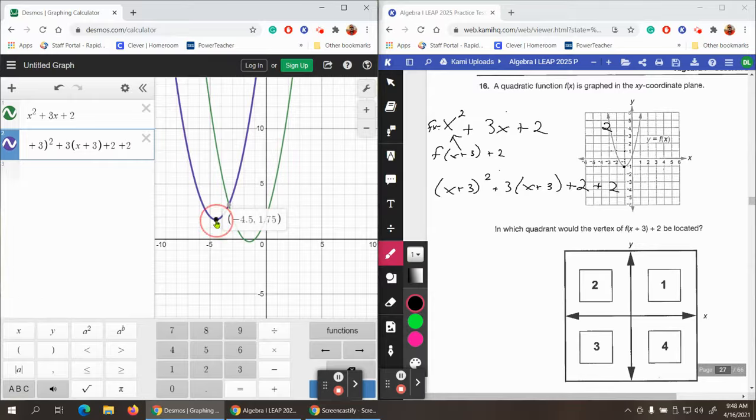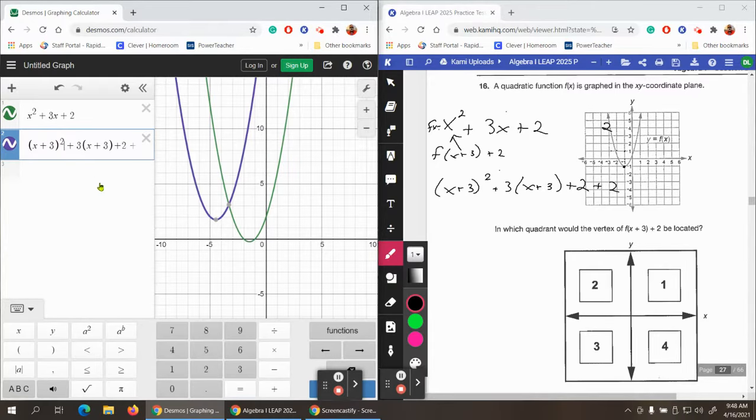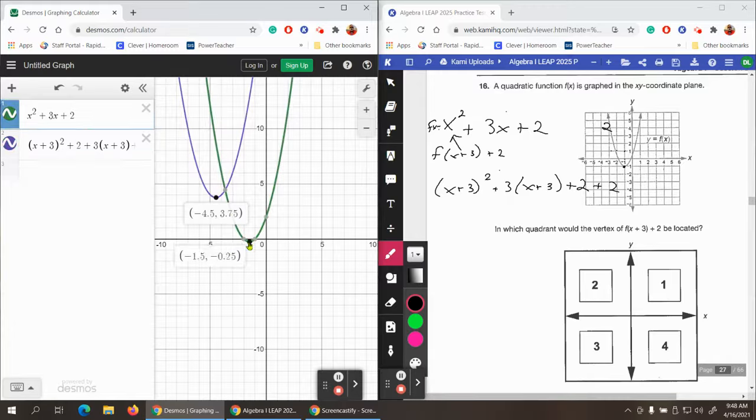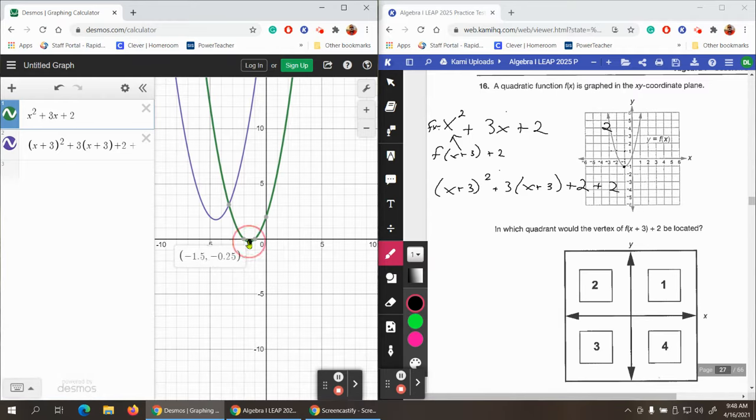All right, what happens to my vertex? Okay, I think I was actually supposed to add another plus 2 here. Let's see if that's right. Add another plus 2. Is that right? Yeah. All right. So it goes up. What you notice again is that it goes up and then it goes to the left. Okay. It goes up and then it goes to the left.